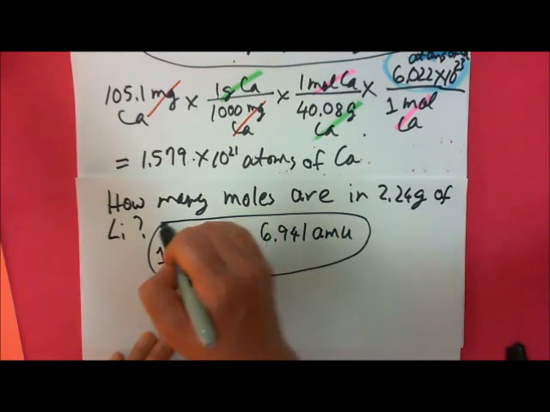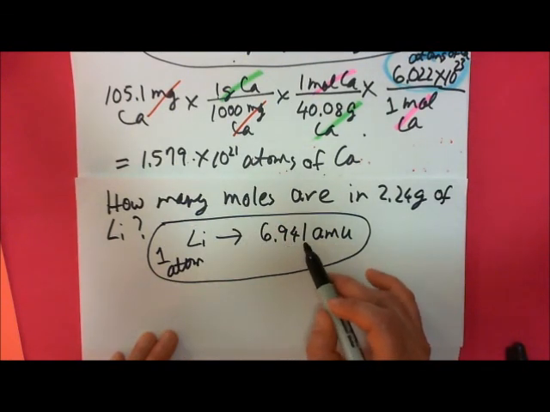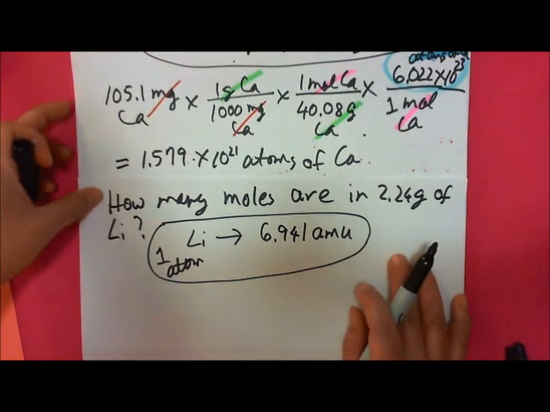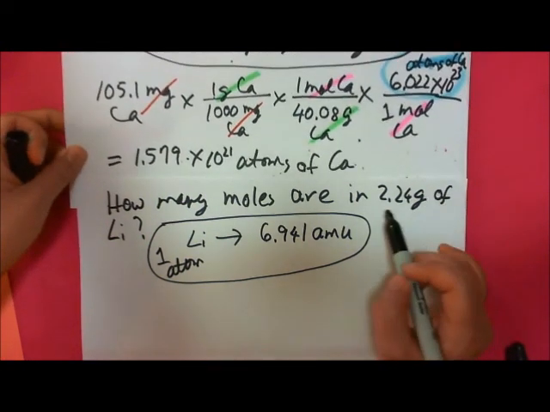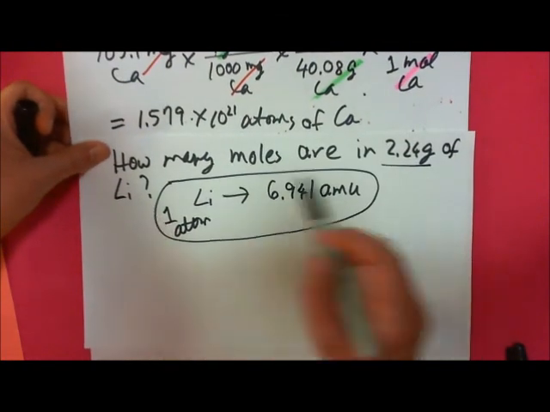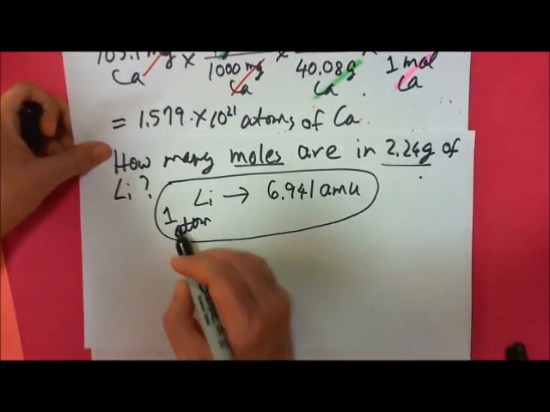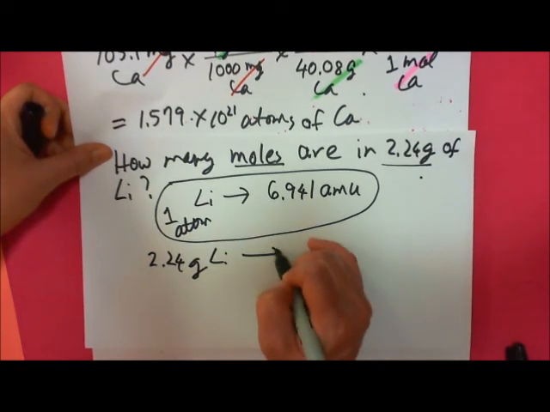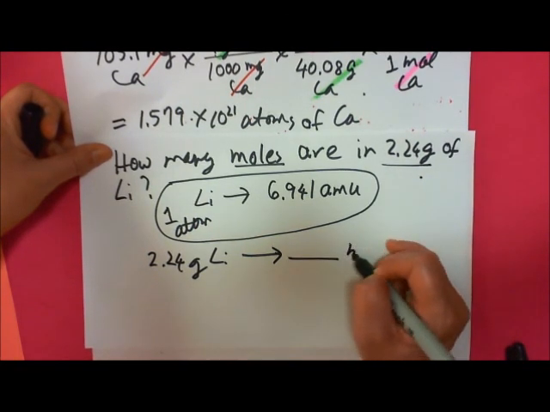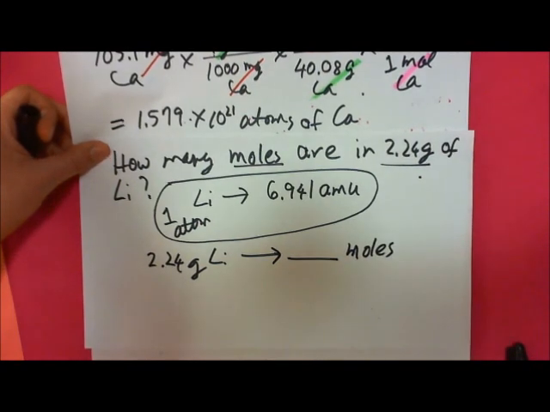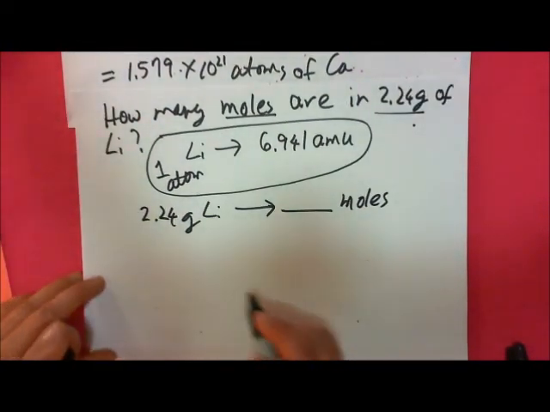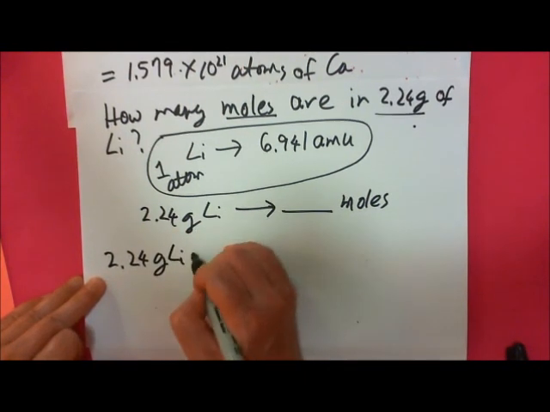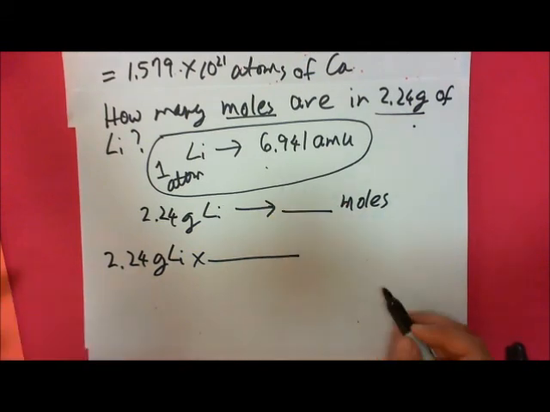So one atom of lithium weighs 6.941 atomic mass units. Okay, so we have the number of grams, so we're trying to go from grams of lithium to number of moles. So you've got 2.24 grams of lithium, and we're trying to get to how many moles? This is actually a very simple problem, because all we're going to do is write down 2.24 grams of lithium, and we're going to use this as a conversion factor.